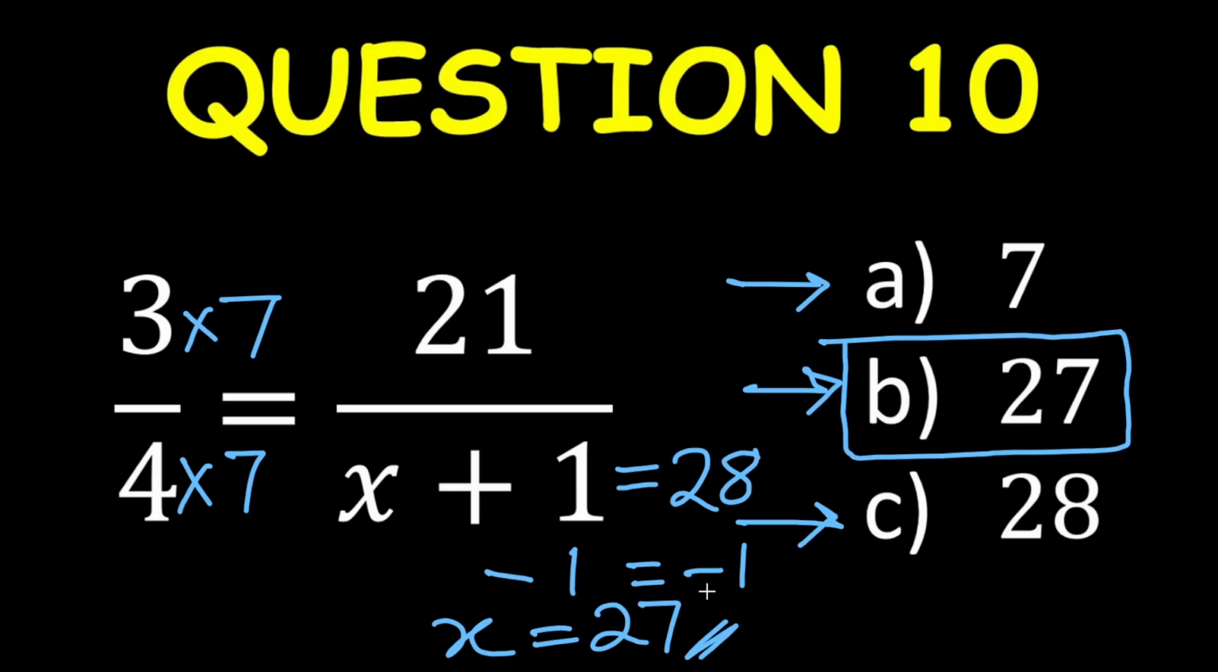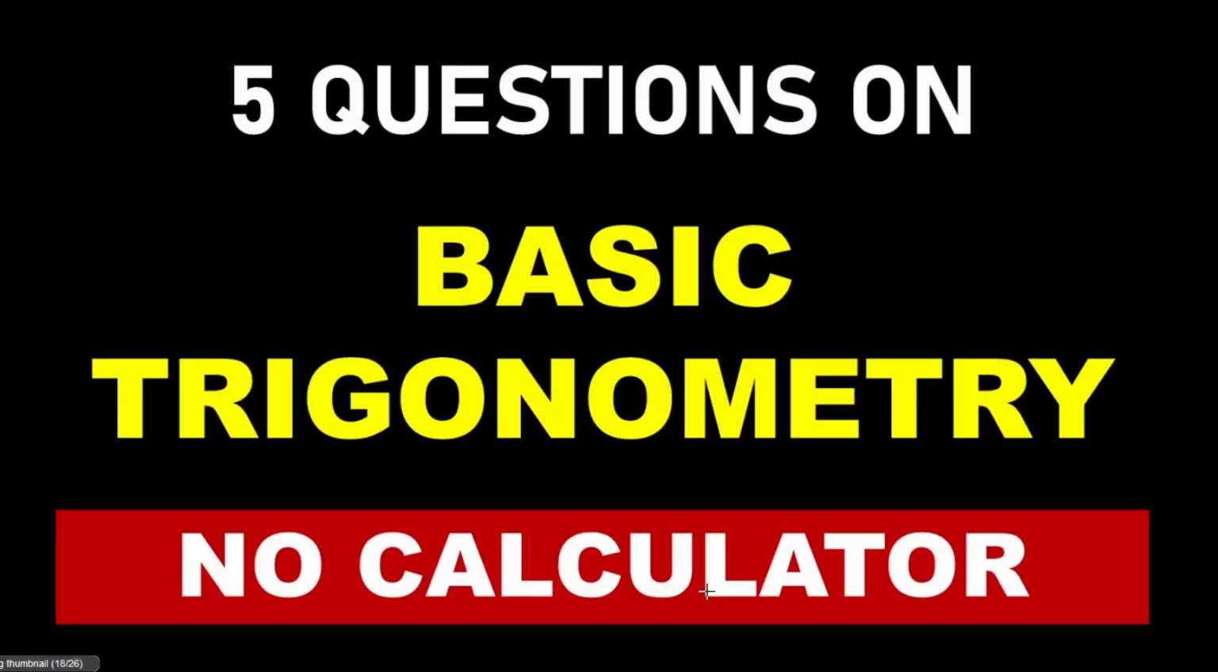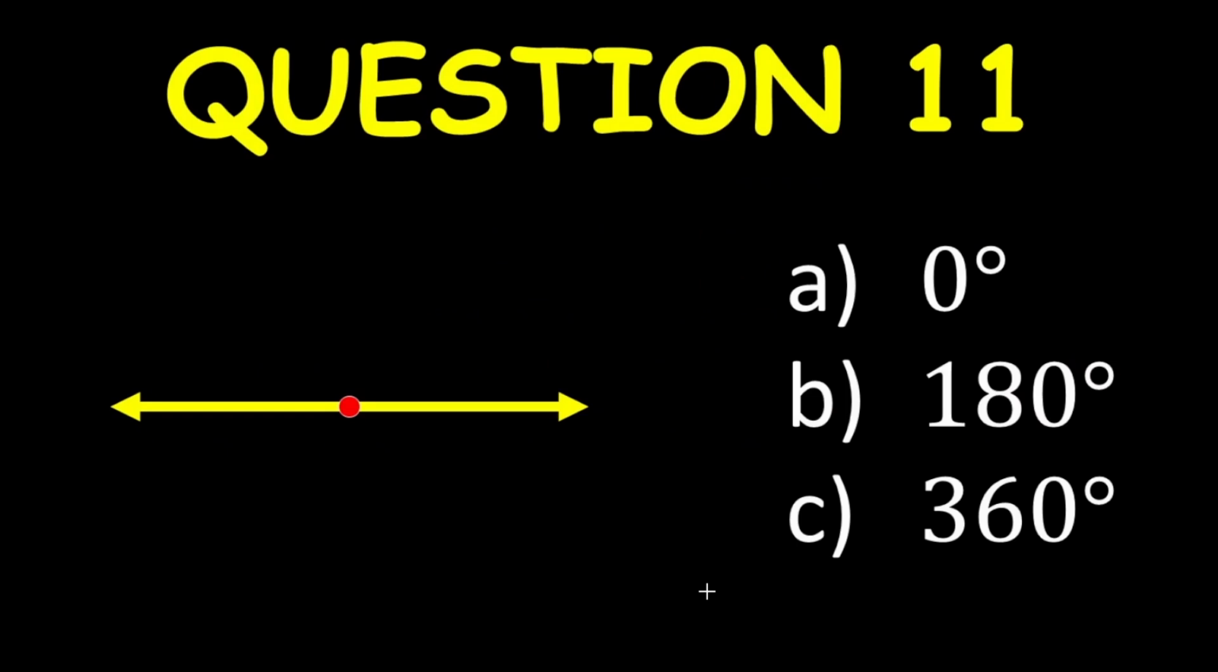So let's move to the third section, which is basic trigonometry. Please remember, no calculator, just your piece of paper and your pencil if you need it, but no calculator. The first question in this section is, what is the angle on this straight line? Option A is 0, option B is 180, and option C is 360.